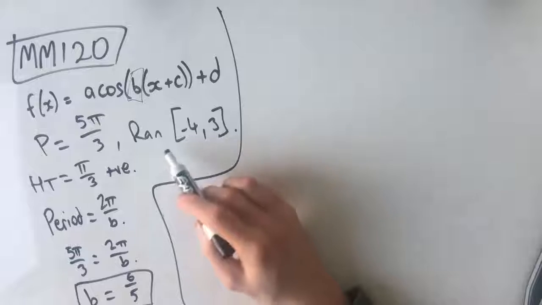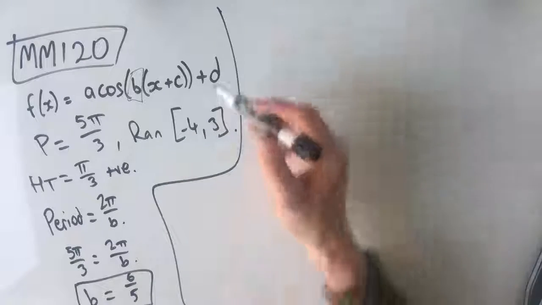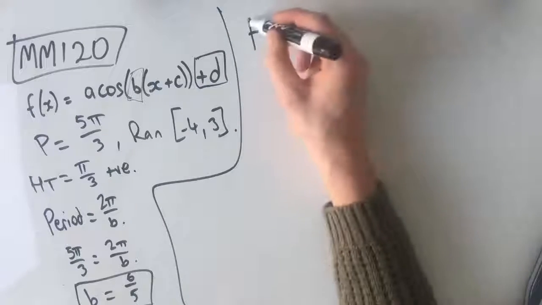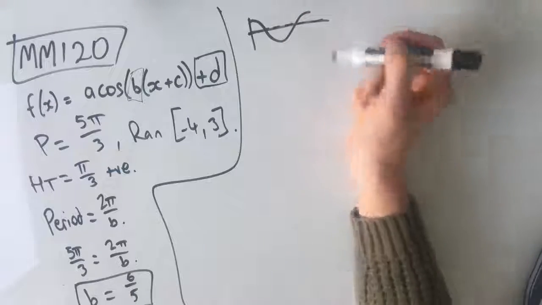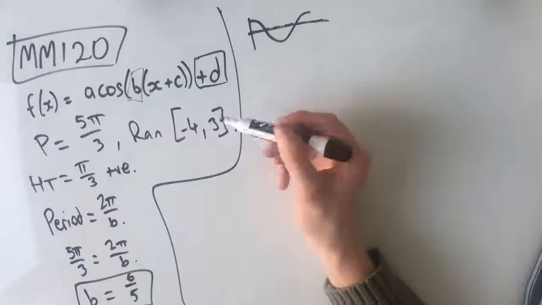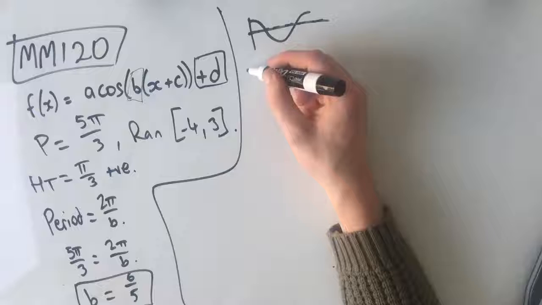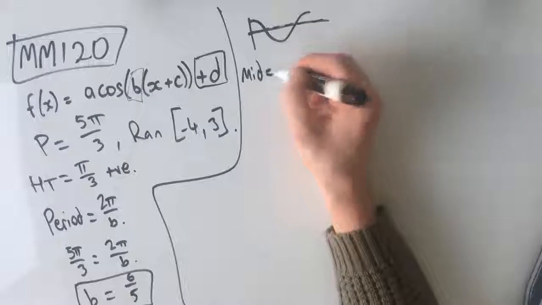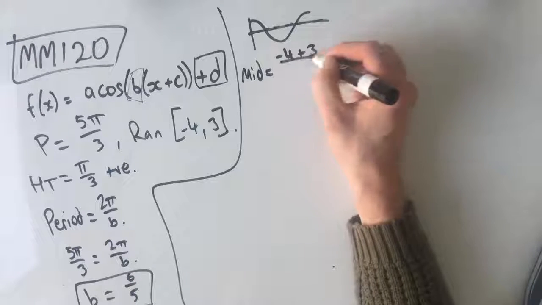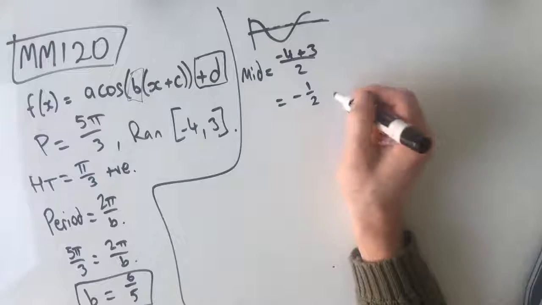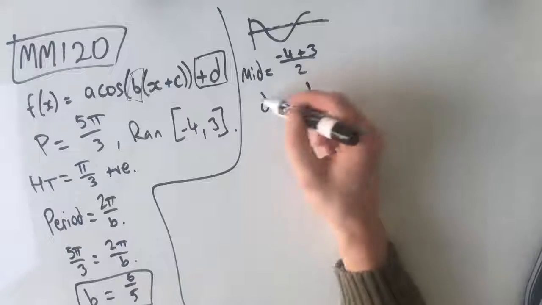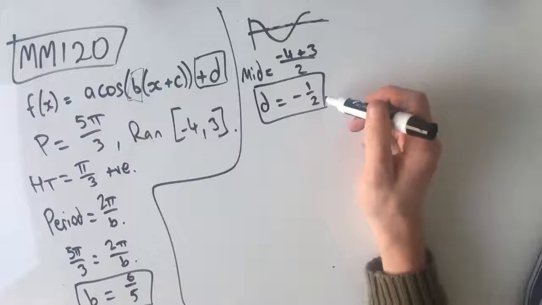We also know that the range is -4 to 3. Now this d value here represents our midpoint. So if we had a graph that looks something like this, this here would be our midpoint. So our midpoint lies halfway between -4 and 3. The way that you can work out the halfway point, if you're not too sure, is you can use the midpoint formula, which is basically one plus the other divided by 2. So -4 plus 3 over 2, which is going to give you -1 over 2, which means that our d value is -1/2. So d equals -1/2, because this is our midpoint, right?